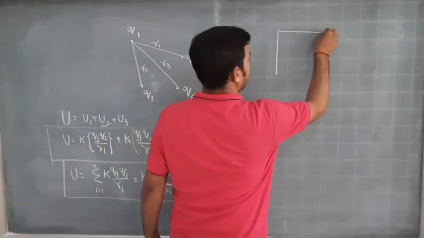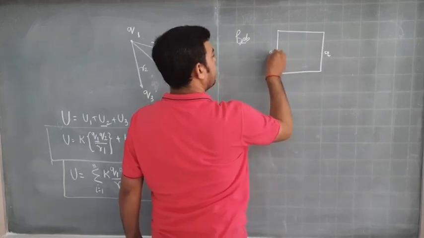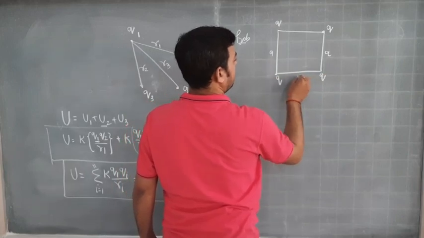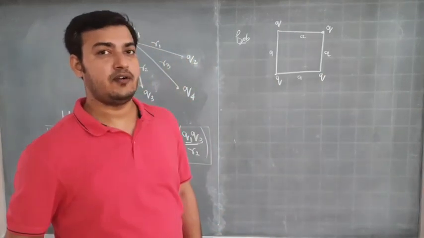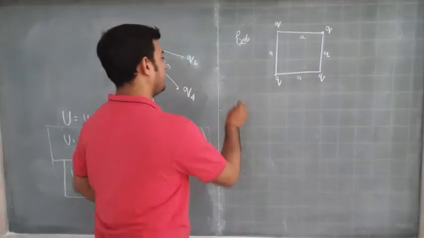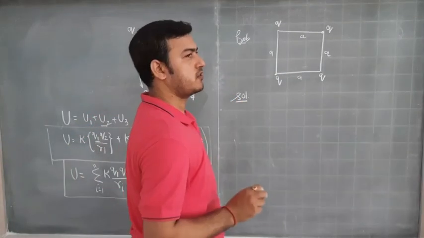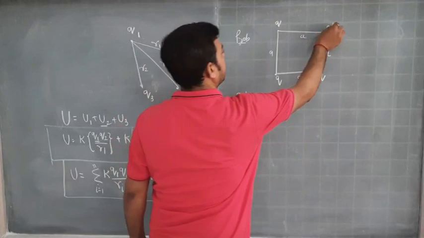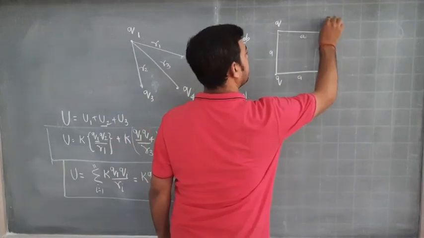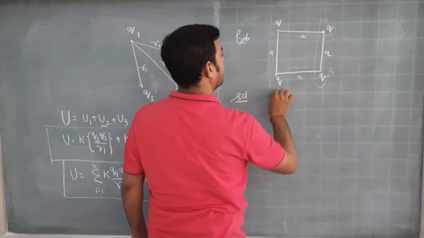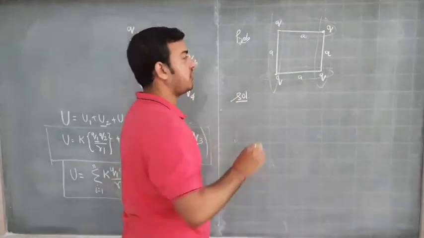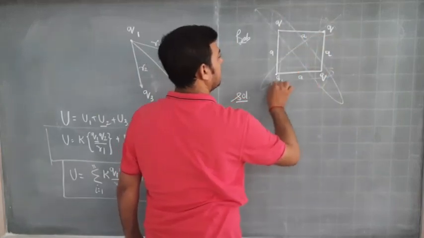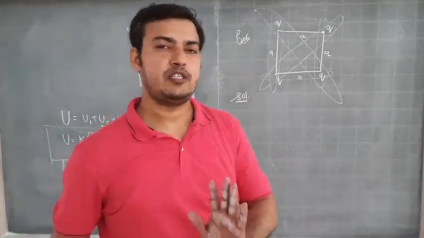Now consider a problem here. For example, say I am having a square of side A and 4 equal charges Q are placed on its vertices, and I need to find out the electrostatic potential energy of this system. As I told you, first of all we will find the maximum number of pairs. I am having one pair here, second pair here, third pair here, fourth pair here, and very importantly, these 2 pairs, one is this one, the diagonally opposite pairs. So we are having 6 pairs of charges.